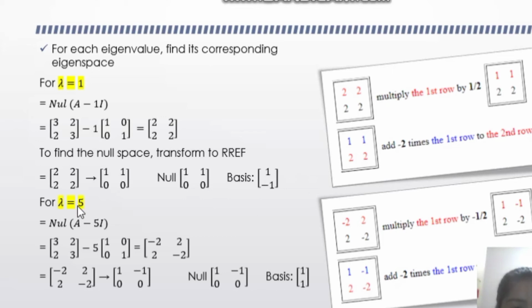Next naman, for lambda equals 5, we'll get null of A minus 5 times the identity. So, again, the given matrix A, and then minus 5 times dun sa identity matrix nung square matrix natin, which is 1, 0, 0, 1. Okay, so 5 times 1, 0, 0, 1, and then i-minus natin dito, we'll get 3 minus 5, negative 2, and then 2 minus 0 is 2, 2 minus 0 is 2, and then 3 minus 5 is negative 2. And then this matrix, gagawin naman natin siyang reduced row echelon form.